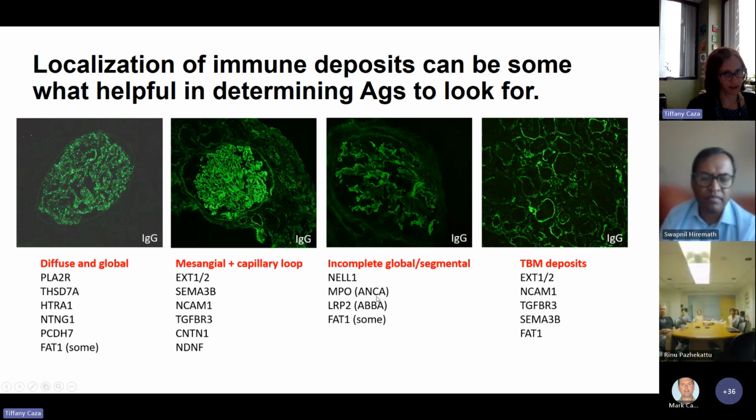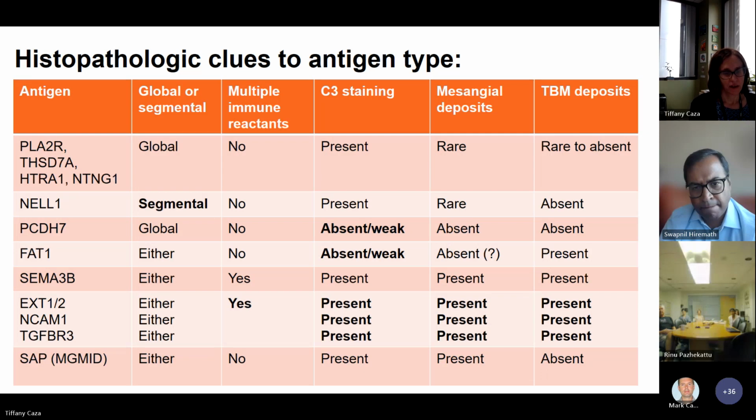Membranous can be associated with ANCA-associated glomerulonephritis, for example, with MPO antibodies. You can have a segmental membranous in the setting of anti-brush border antibody disease, and in some cases of graft versus host disease and FAT1-associated membranous have a segmental staining pattern. Tubular basement membrane deposits similar to the mesangial staining are seen more frequently in membranous lupus nephritis.